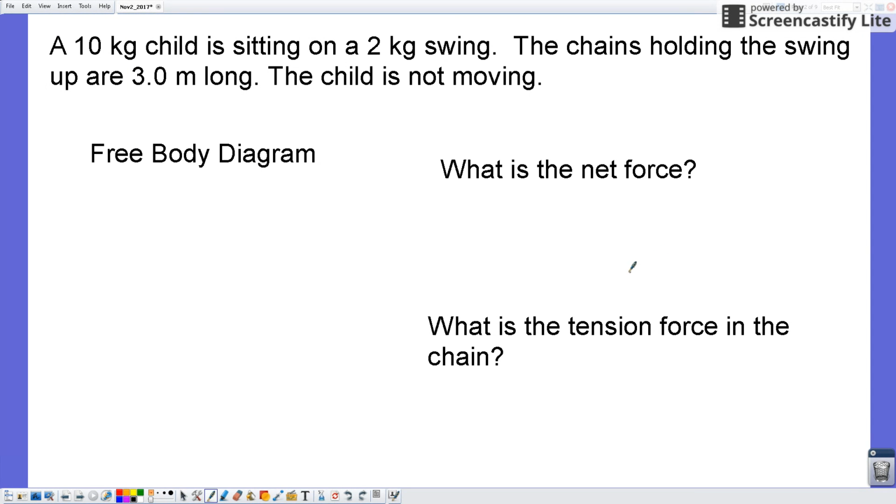So this problem is part of notes. A 10-kilogram child, 2-kilogram swing. The chains holding the swing are 3 meters long. The child is not moving. Draw me a free body diagram.